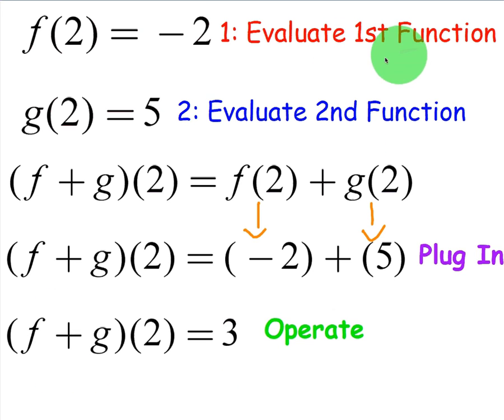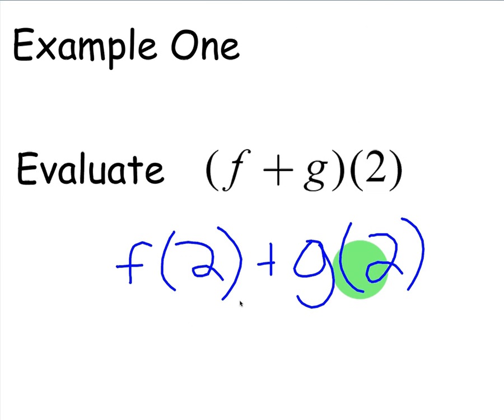So 4 simple steps. Evaluate the first function, evaluate the second, sometimes a third if there's a third graph, and then plug in those values and perform the operations or the composition if that's what it entails, like f of g of 2 or something like that. That's it for this example of adding these f and g values together. If you have any other questions about this, let me know.